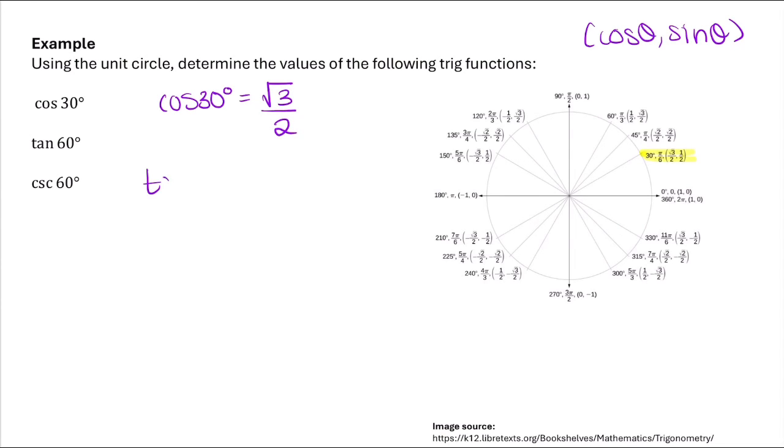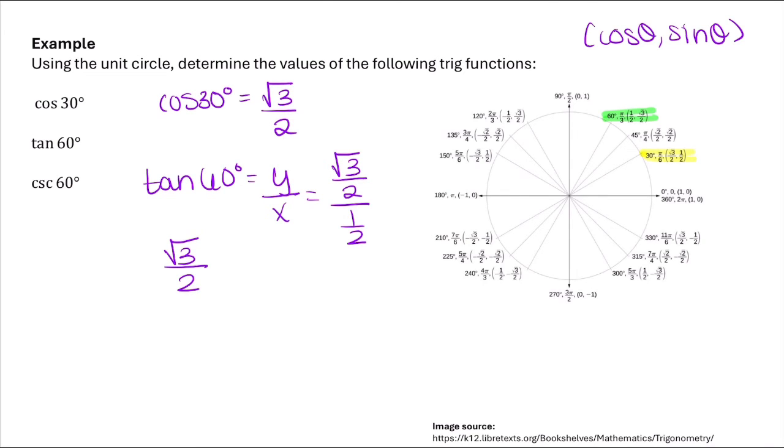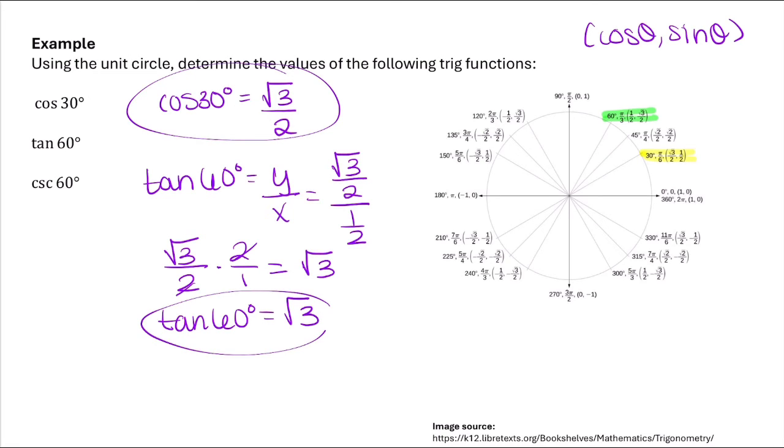Now let's figure out tangent of 60. Tangent of 60, well, 60 is right here, right? So remember, tangent is y over x. So I'm going to do the y coordinate, square root of 3 over 2, over 1/2. So you divide by a fraction, you multiply by the reciprocal. So I have square root of 3 over 2 times 2 over 1. So the 2's cancel, and that just leaves me the square root of 3. So tangent of 60 degrees is the square root of 3. I'm just going to circle my answer so you can see what I have.